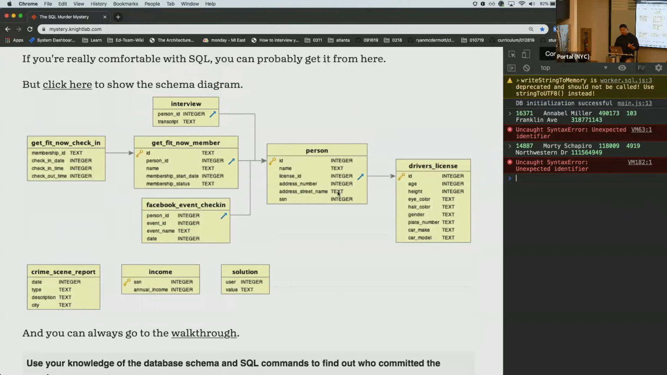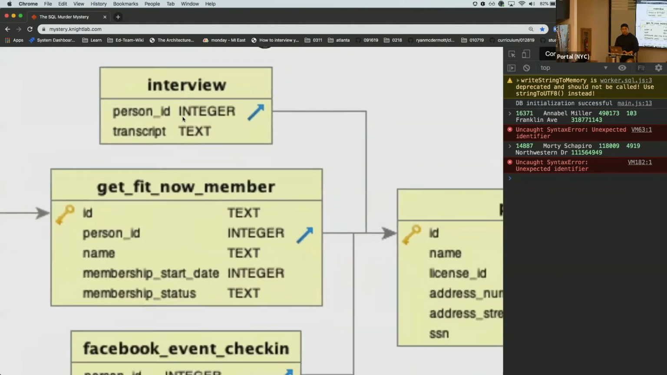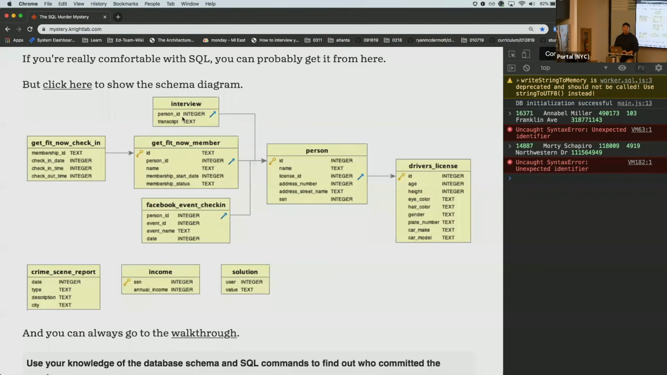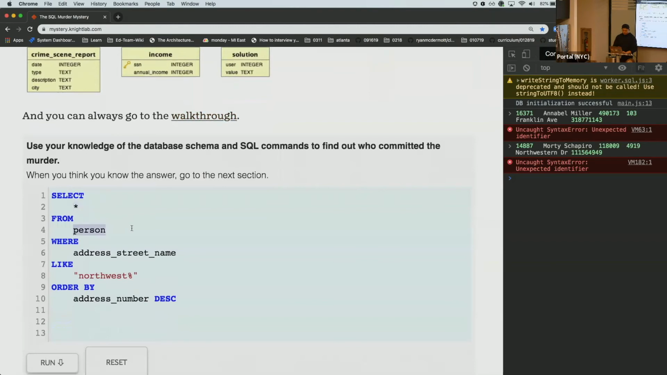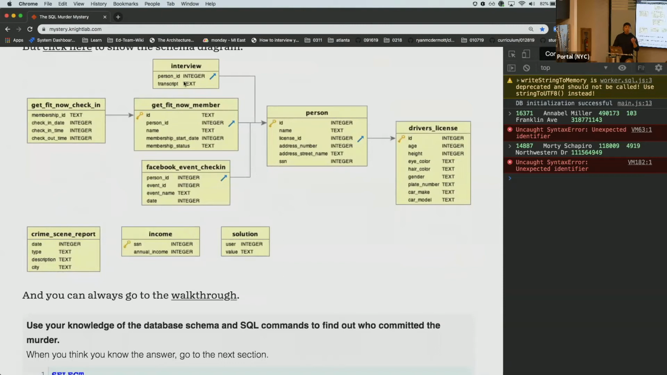And so what information from a witness do you think we might want? Okay, very good. We're going to want to go look at those interview tapes. And so here we go. We're going to select from interview where, okay, so here's the tricky part. We have person ID here, but then we only had person.id. Turns out the person.id is actually person_ID. Wow, foreign key.